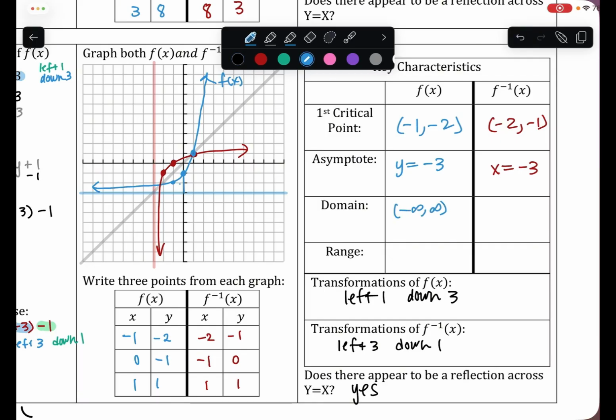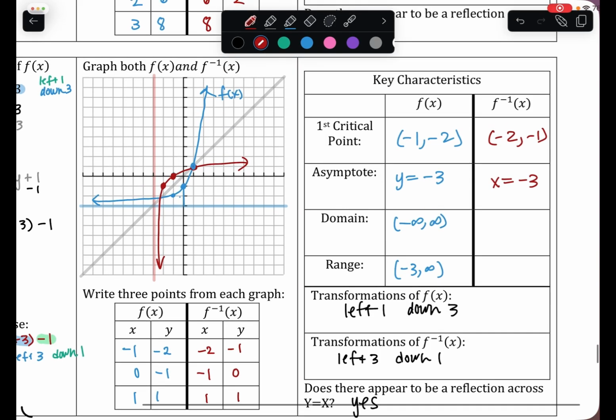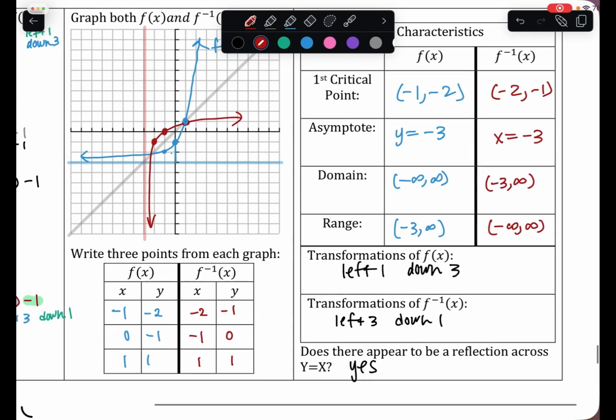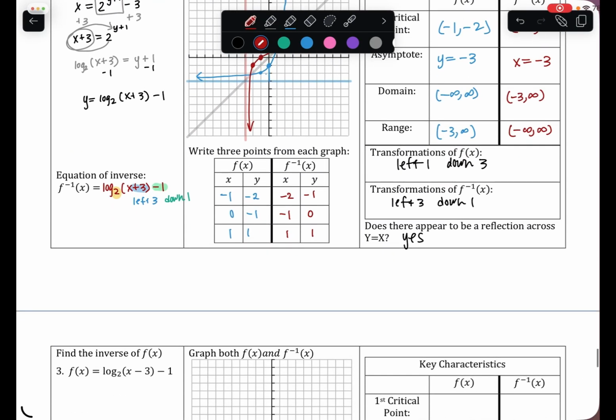And then the range, it is above the asymptote at -3. For my inverse function, it is to the right of the asymptote at -3, so my domain is -3 to infinity. And then the range is all real numbers. Okay, so notice domain and range are also switched.